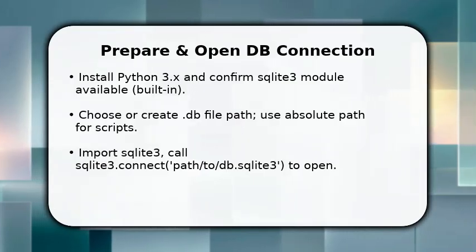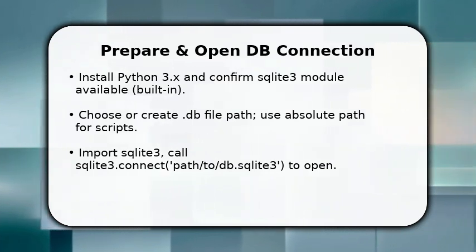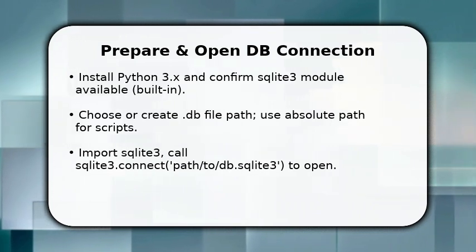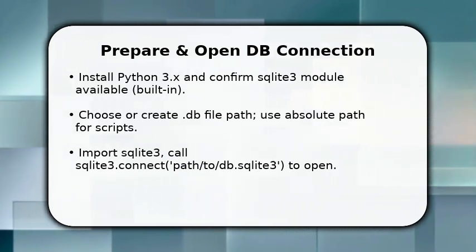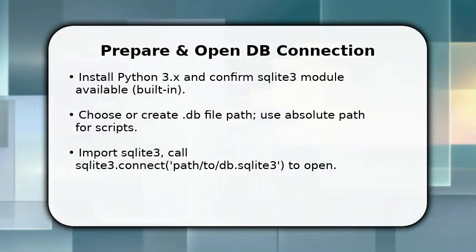You start by getting straight to the connection. Import sqlite3, then call sqlite3.connect with your database path. Use an absolute path to avoid working directory mistakes, and if the file does not exist, Python will create it, so make sure that behavior is intended.